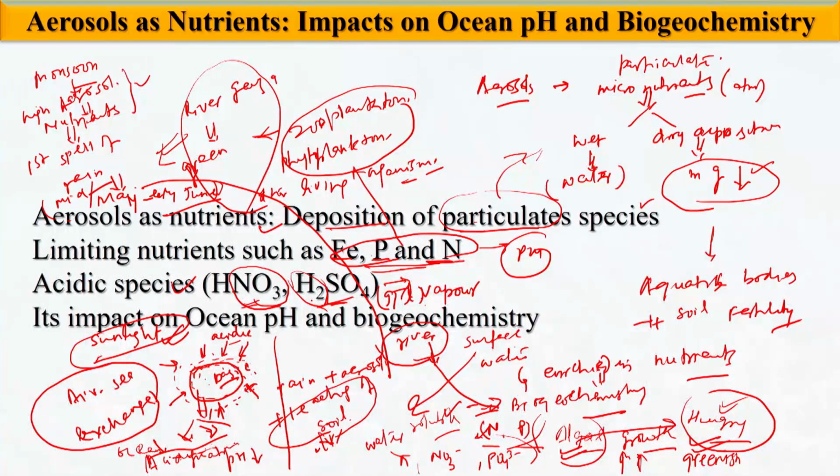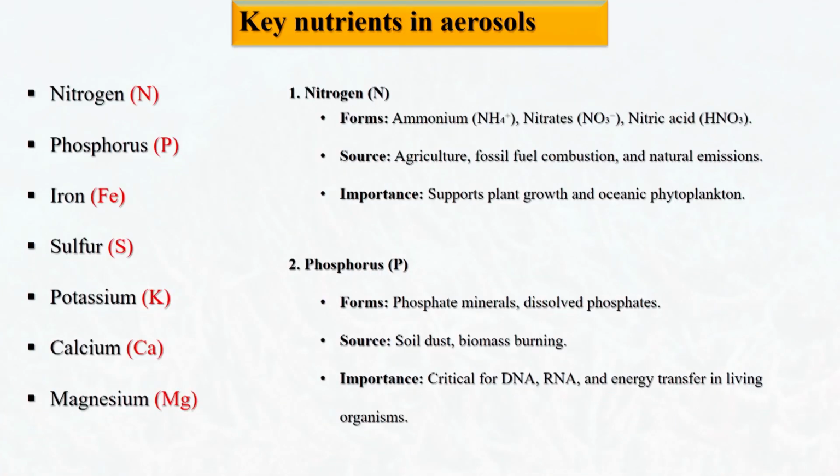Okay. So, this is very important. This is a very busy slide, and I think I discussed many of the things, and of course, I talked about their impact on the ocean and biogeochemistry. So, some of the key nutrients that are there, nitrogen is of course there, and this is usually in the form of ammonium, nitrate or nitric acid, and then you can also say in the form of this one.